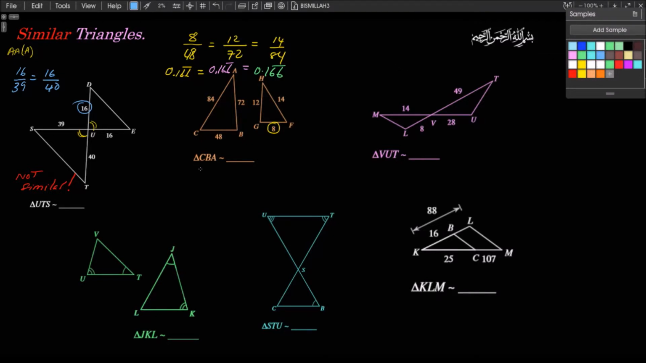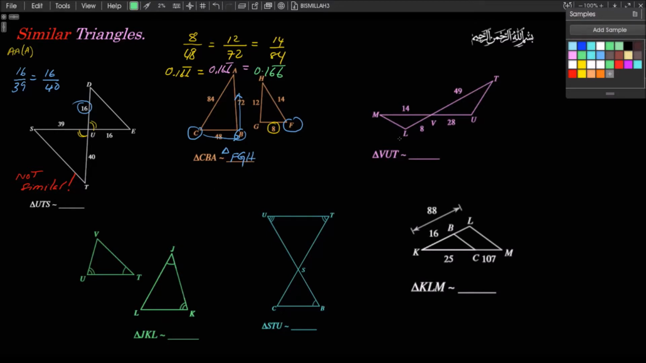Now we have to complete the similarity statement here. So it's triangle CBA, that's C, going to B, and then to A, is going to be similar to, so we're going to have to start out here at F, don't we? Right? So we're going to have to start at F, and then go to G, and then go to H. So triangle CBA is going to be similar to triangle FGH over here.